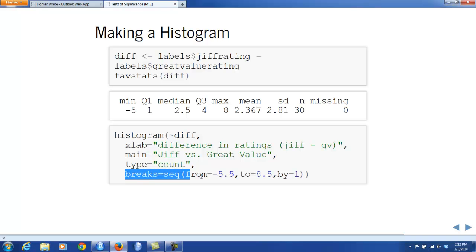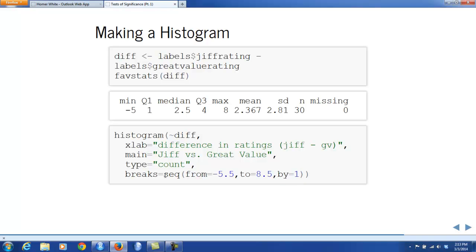And here's a nice touch. We've looked at the min and the maximum value, and we know that all those ratings were whole numbers, so all their differences will be whole numbers. So it would be nice to have the rectangles of the histogram be centered over whole numbers. We can do this by having the breaks go from 1/2 less than the smallest value, so that's a minus 5.5, up to 1/2 bigger than the largest value in steps of 1.